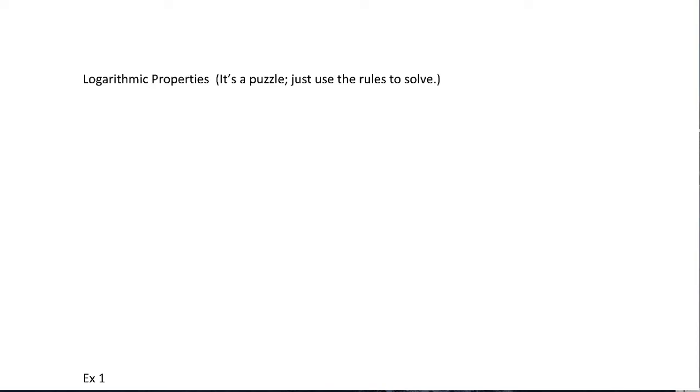So I know that, like anything else, you could use Photomath, right? Any of these problems, you can use Photomath. You can cheat your way through it, and I'm just encouraging you not to and resist that urge. So, don't do it. Just think of this as a puzzle, and use the rules to solve it.